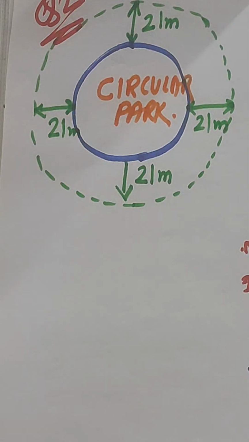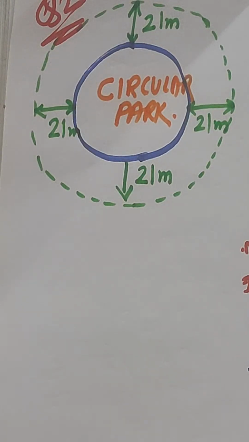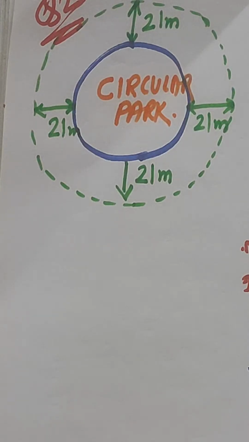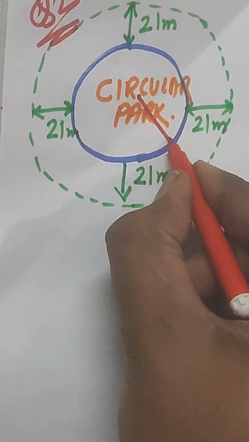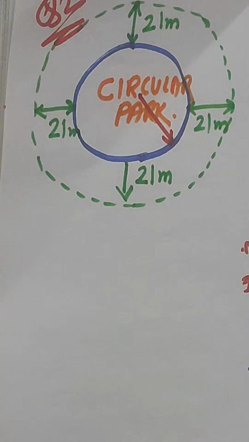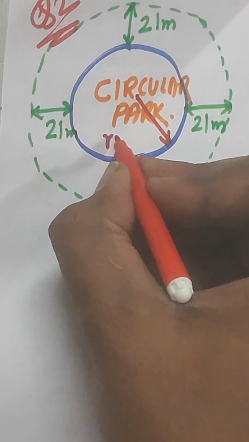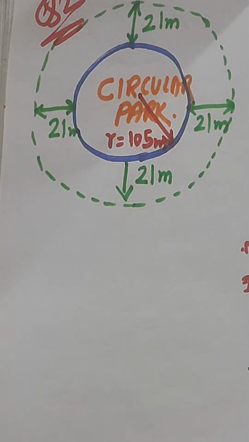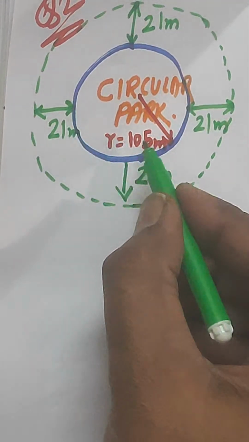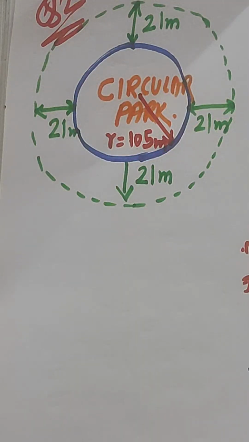right? Now if the radius of the park is 105 meter, right, the radius of the park is given to you as 105 meter. That means this radius is given to you, r equal to 105 meter. So first of all, match the units, meter and meter, both are same, right?